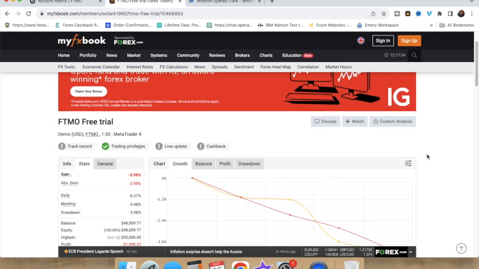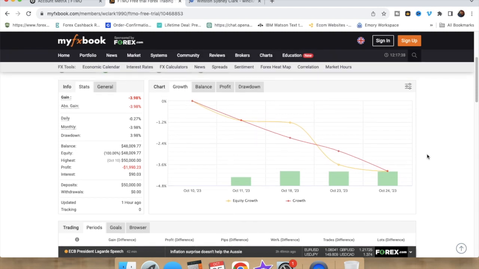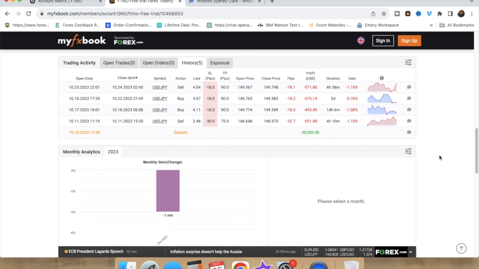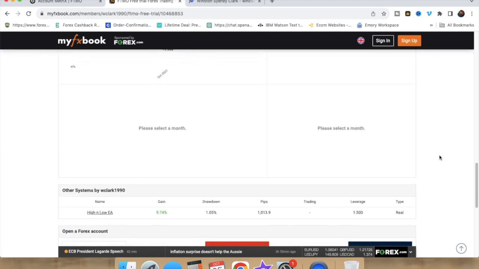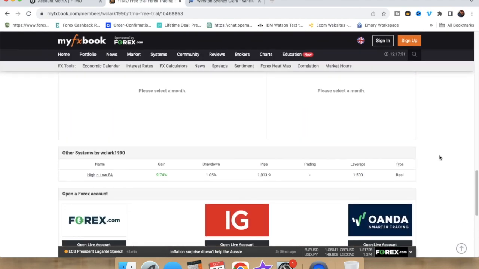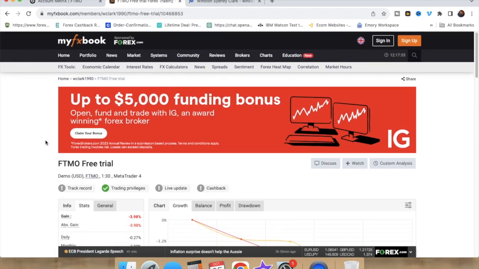And I also made this public, so if you go onto my profile, you can actually see this graph, and you can see all of the information from this free trial account on the FTMO challenge. I guess at the very bottom it shows some other systems by me. So yeah, that is pretty much a summary of my FTMO free challenge. So I will link all of this information below.